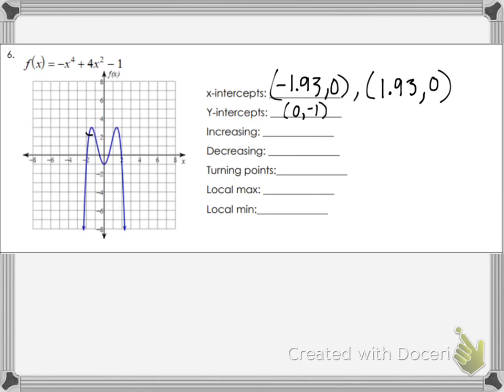Let's find this one first. Is this going to be a max or a min? Max, because it's higher than all the points around it. Right? So it's going to be a local maximum. Can I gauge exactly where that is? What that ordered pair is?